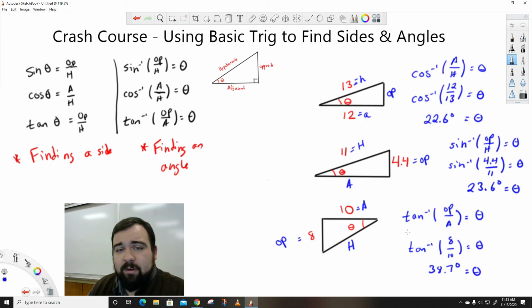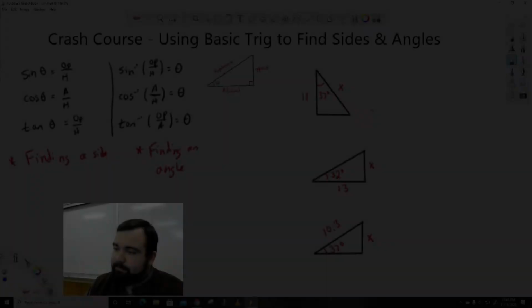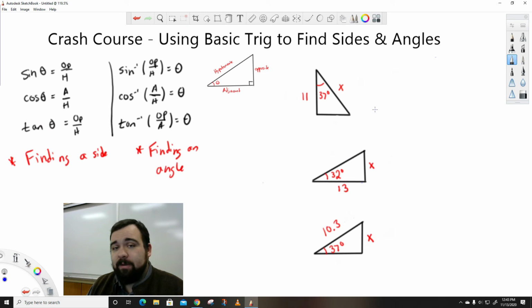Now for the next step, we're going to recreate three more triangles, and this time, instead of using the inverse functions to figure out the angles, we're going to use the regular versions of the functions to figure out one of the sides of the triangles. Something to keep in mind here too is we didn't solve for the third side of these triangles. We could have easily done so by just using the Pythagorean theorem. Alright, so now we have our three examples. We're going to figure out what one of the sides is given a side and an angle.